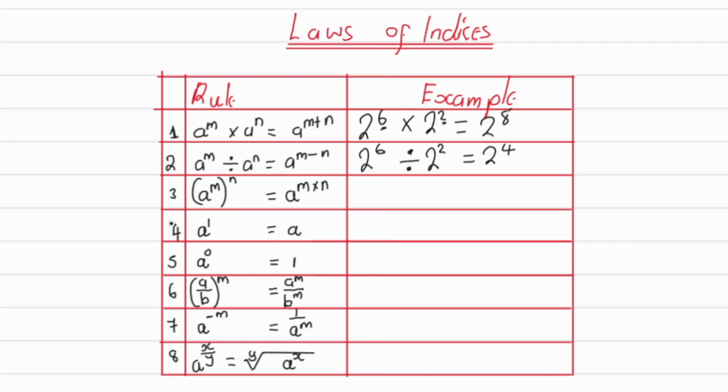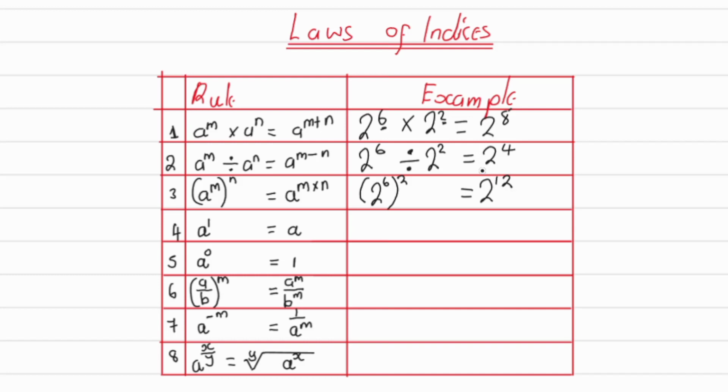Now, the third rule says when there is a power outside the bracket, simply multiply the powers. So here we can see that there is a raised to the power of m in brackets and it's raised to the power of n. For us to find the answer, we are going to say a raised to the power of m times n. In this example, we'll say we have 2 to the power of 6 raised to the power of 2 outside the brackets. So our answer is equal to 2 to the power of 6 times 2, and we get 12.